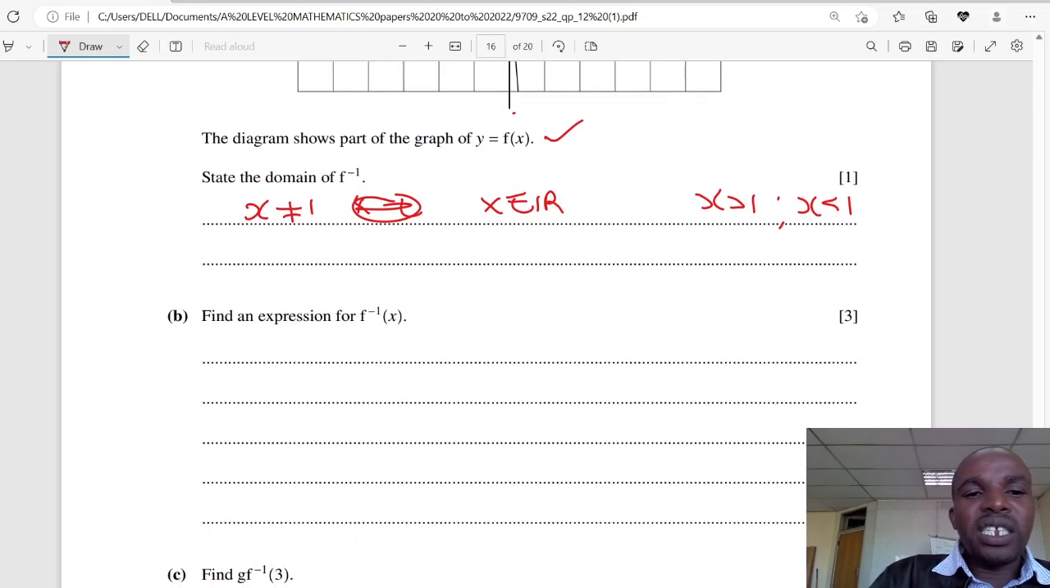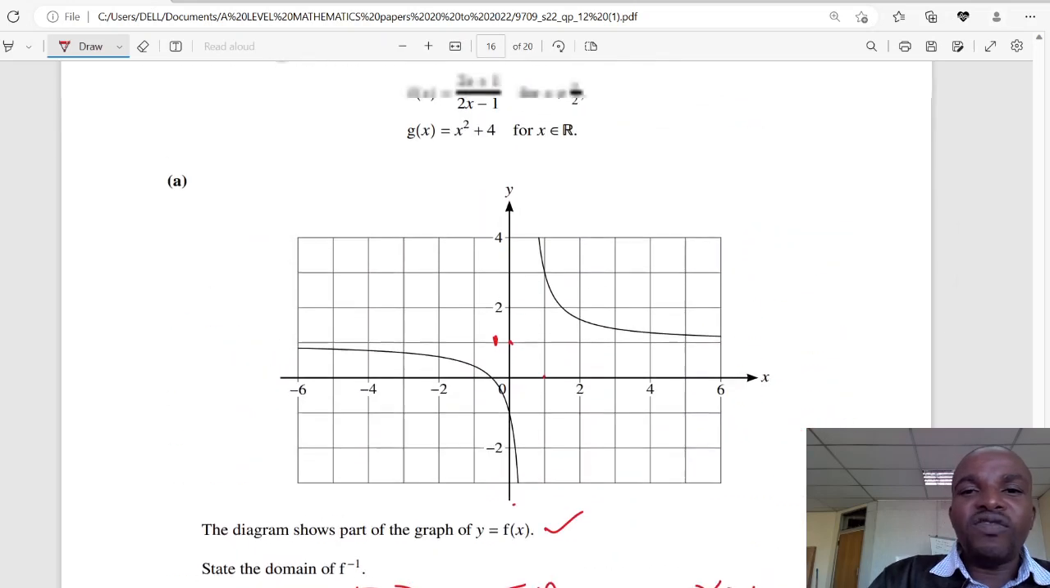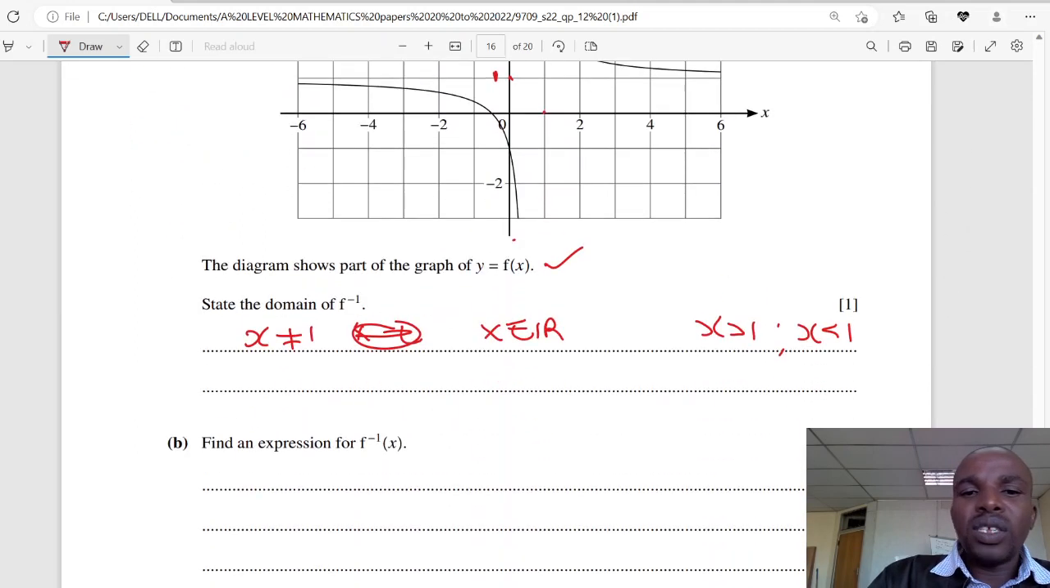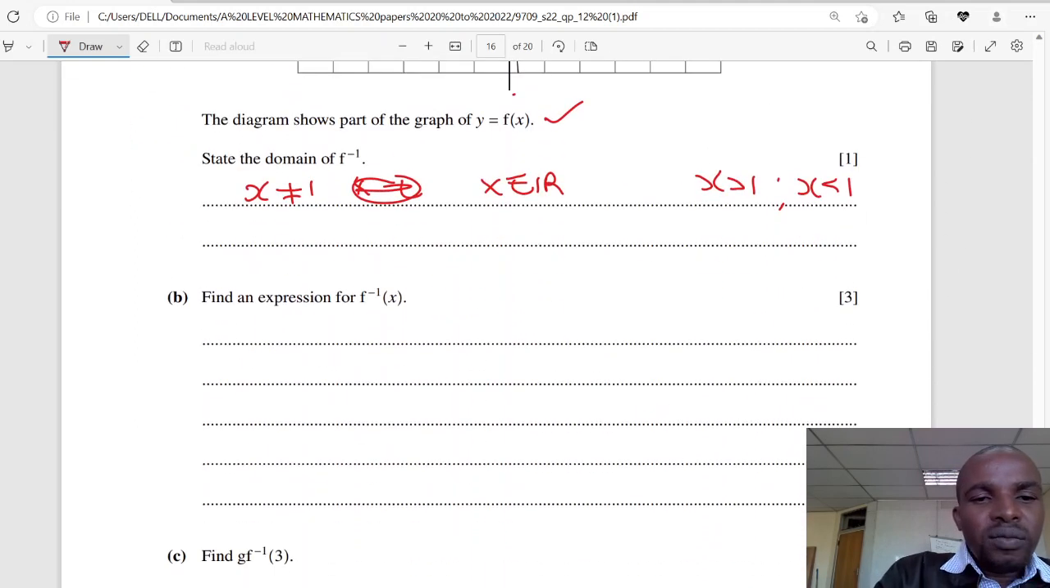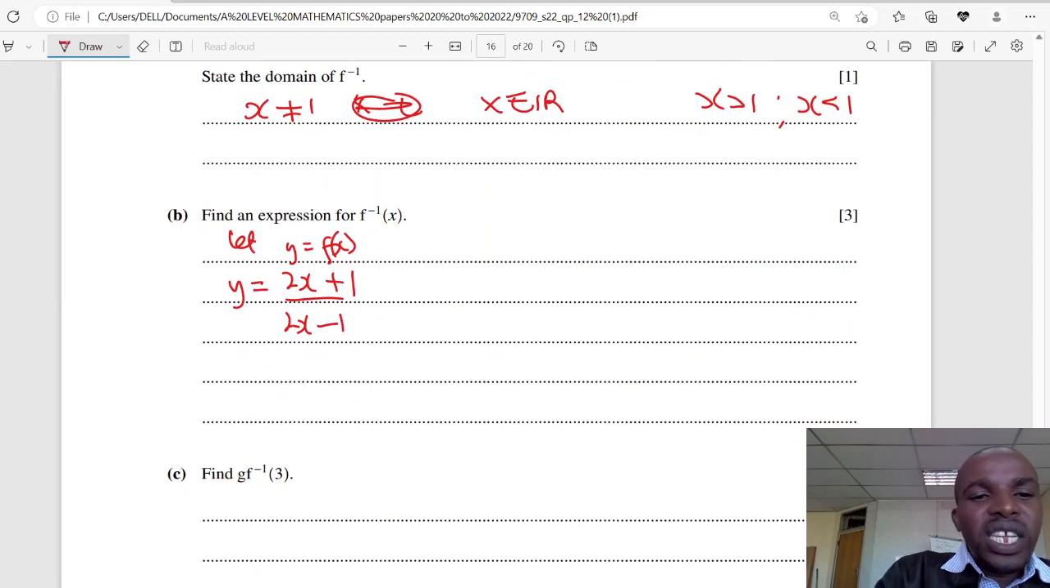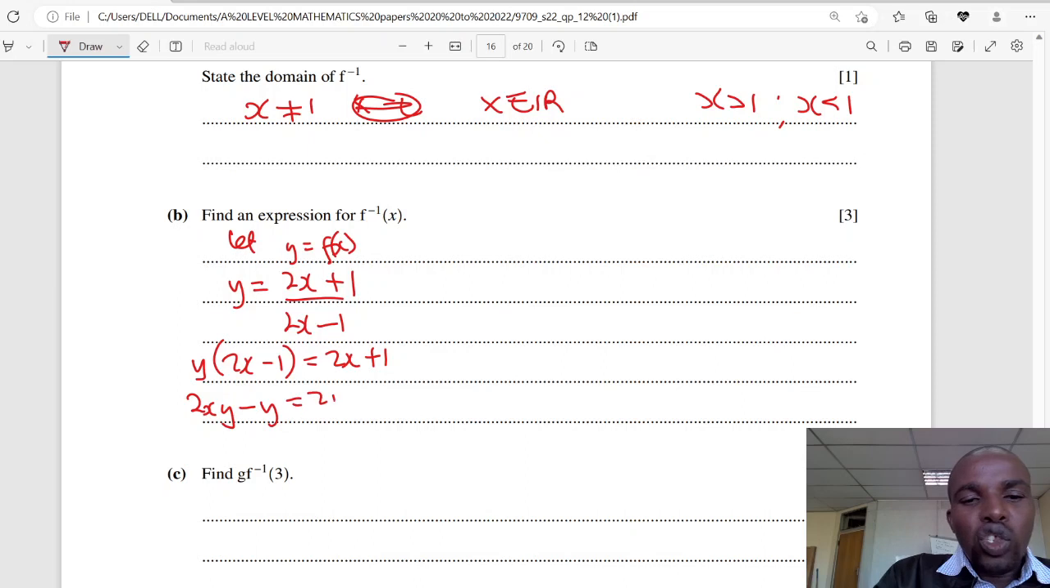Right. The next part, find an expression for the inverse of f of x. f of x is 2x plus 1 over 2x minus 1. So you say let y equals f of x. So y equals 2x plus 1 over 2x minus 1. Then from there you can cross multiply. So it will be y times (2x minus 1) equals 2x plus 1. Make x the subject. So it will be 2xy minus y equals 2x plus 1.